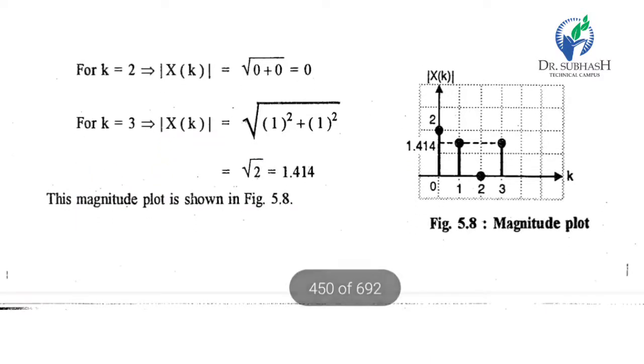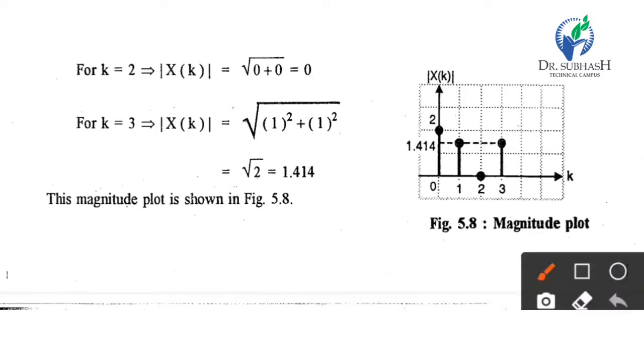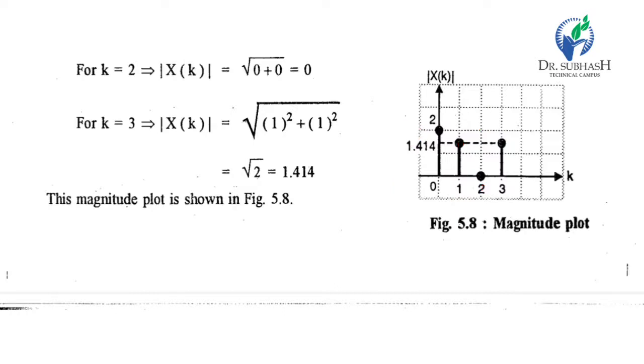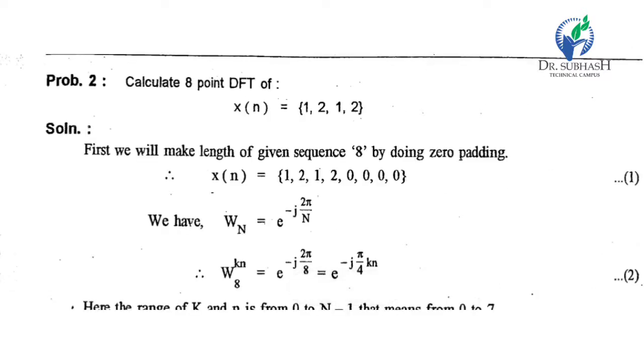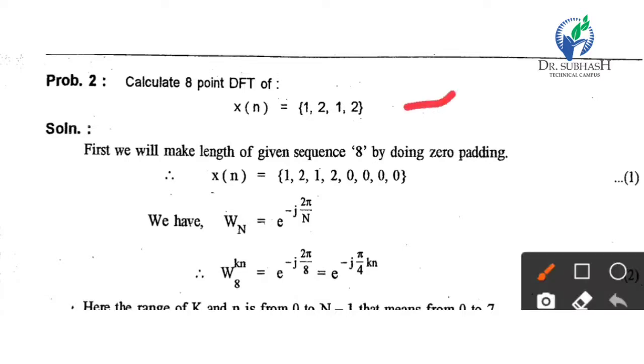So the magnitude plot, mod x of k: at k equal to 0, we get the value 2. At k equal to 1, we get 1.414. At k equal to 2, we get 0. And at k equal to 3, we get 1.414. So this is the magnitude plot of the 4-point DFT. We studied the 2-point DFT and 4-point DFT, and this type of example can also be asked for 8-point DFT, so just look it up on your own.